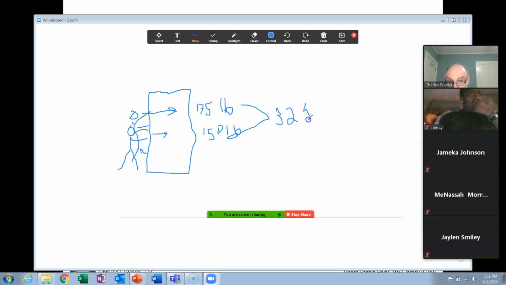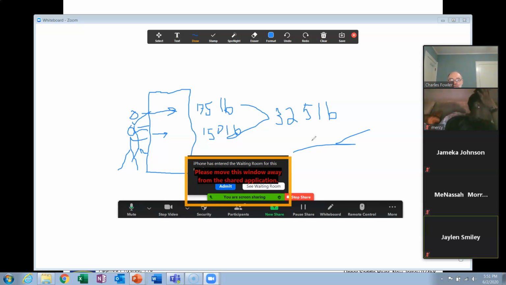Now, we don't know if the crate's moving or not. We just know the total force on it is 325 pounds. Does that make sense? And this is to the right. Now, the thing about vectors, they have direction. So you can't answer a vector question unless you also include the direction. So since little guy and big guy are both pushing to the right.